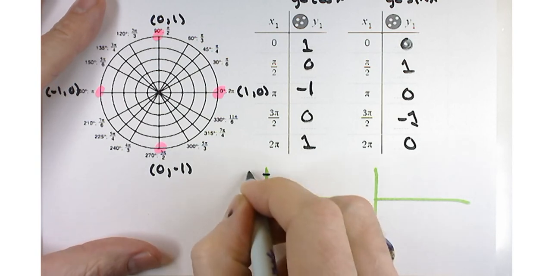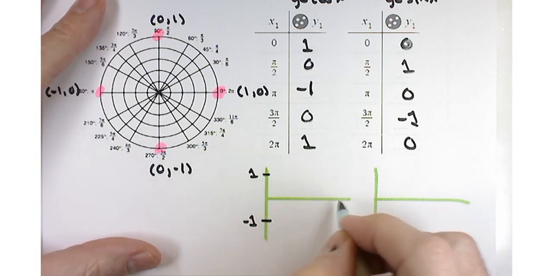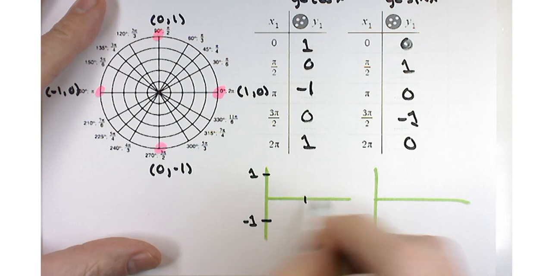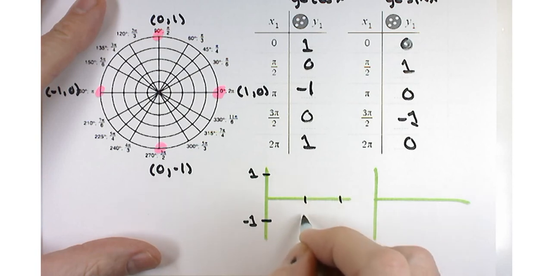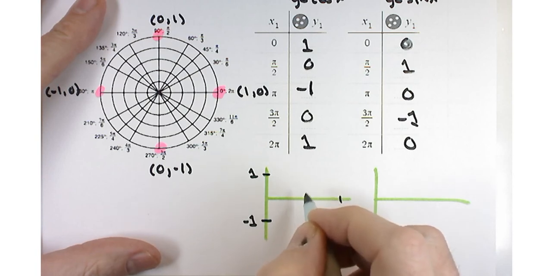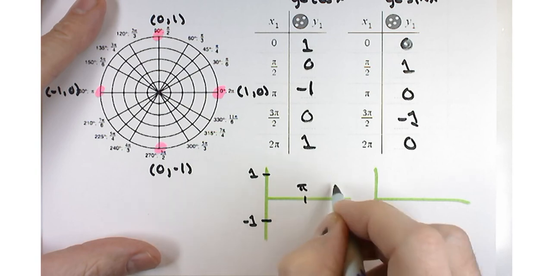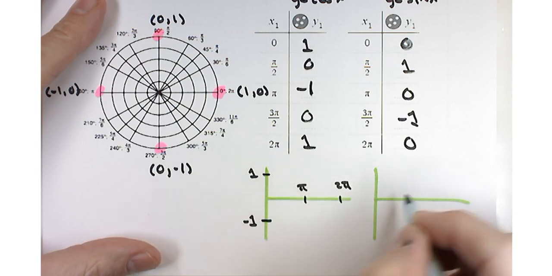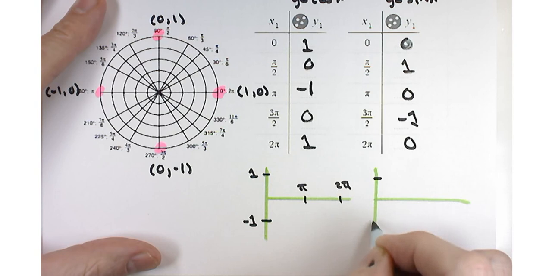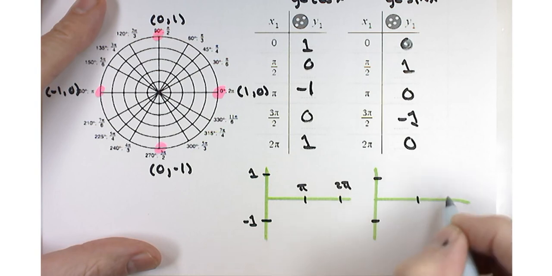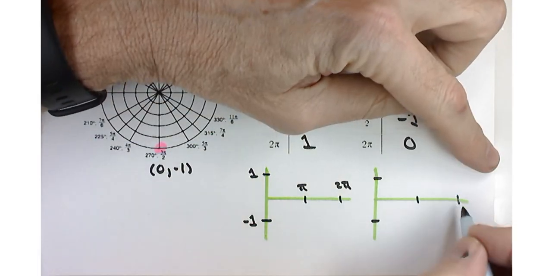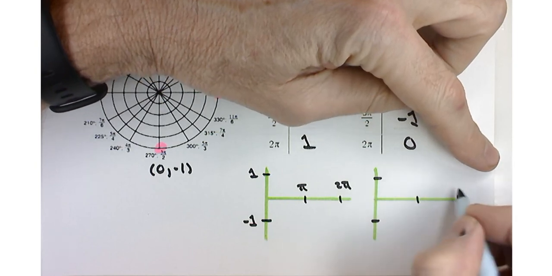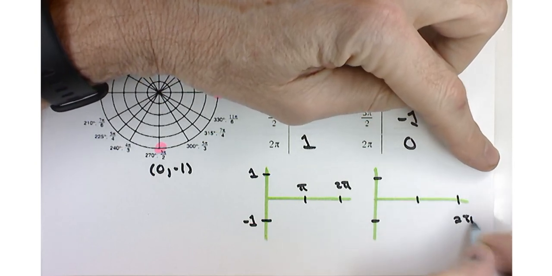And I'll list some points at 1 and -1. So let's divide up our interval into units of, say, pi and 2 pi. And then I'll do the same thing over here for the graph of the sine function. Divide up our interval in terms of pi and 2 pi, like that.